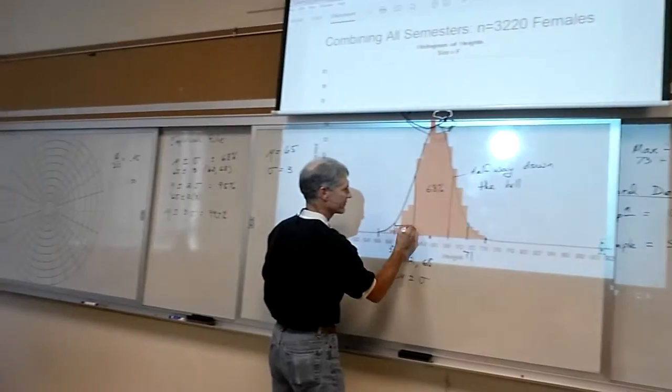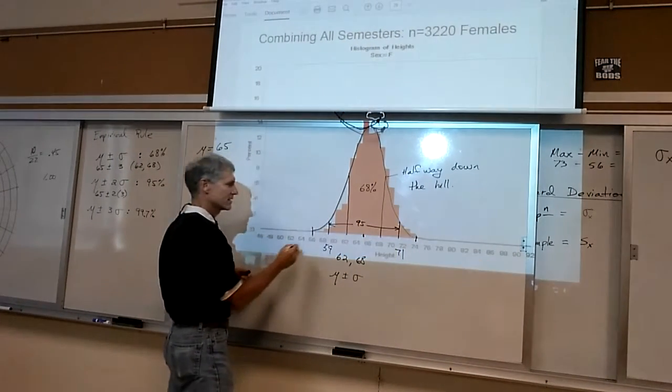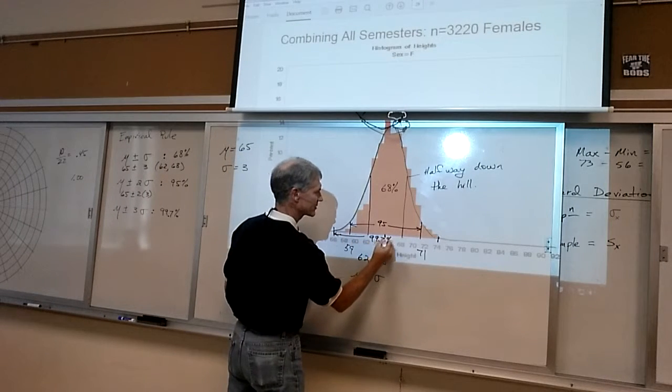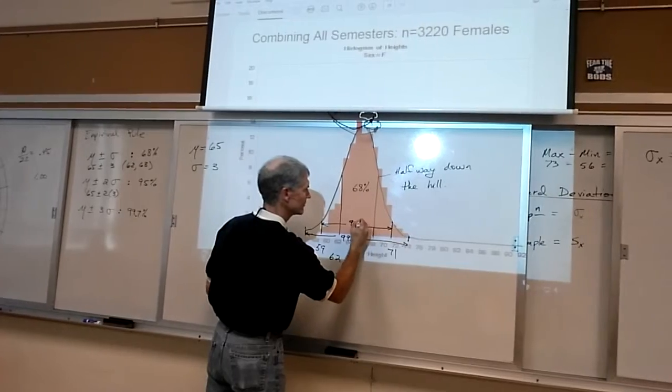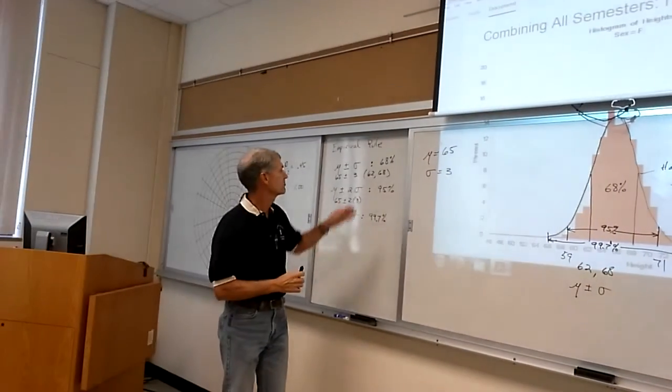Okay, so I didn't finish my picture here, but that's 95% stopping there. And stopping here is 99.7%. Okay, and that's known as the empirical rule.